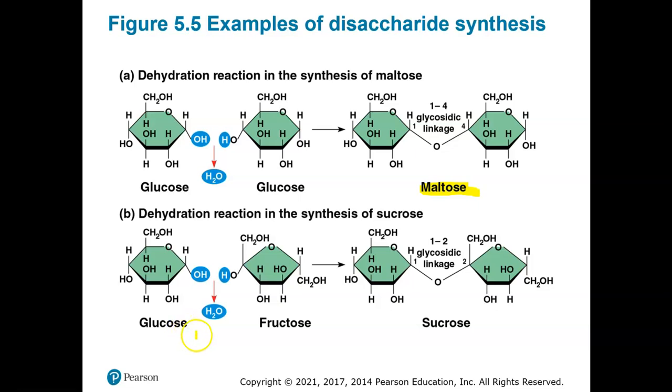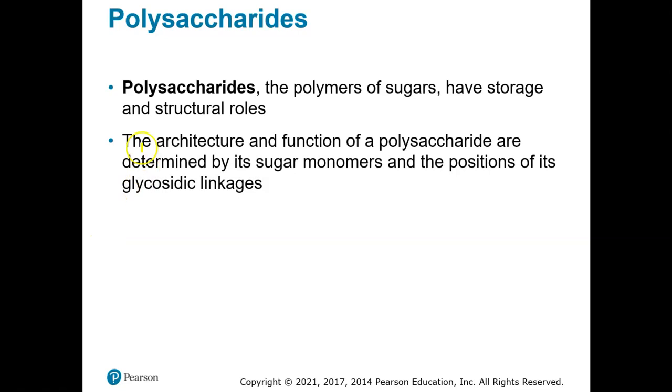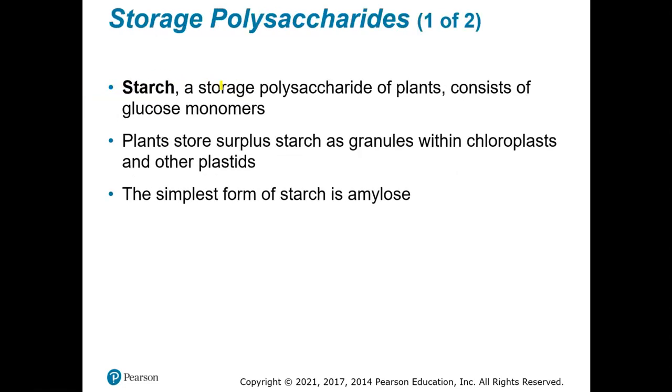Then when you have glucose and fructose chemically joined by glycosidic linkage, you have the disaccharide sucrose, which is the sugar that we find in table sugar. All right, when you have more than 2 monosaccharides joined, you have a polysaccharide. That's many sugars. So one of our polysaccharides is starch.